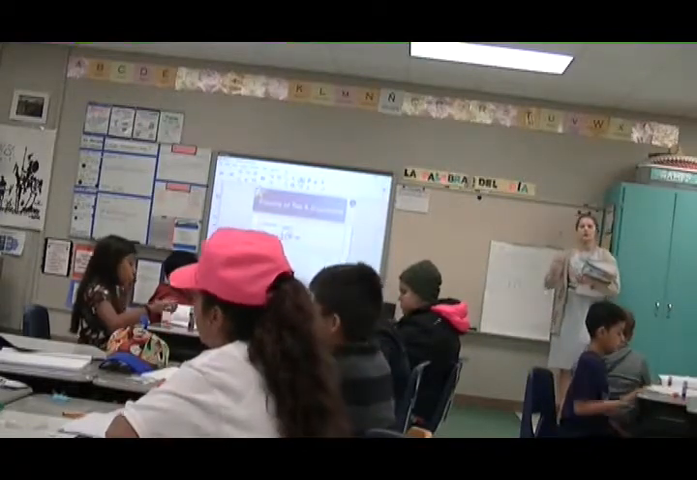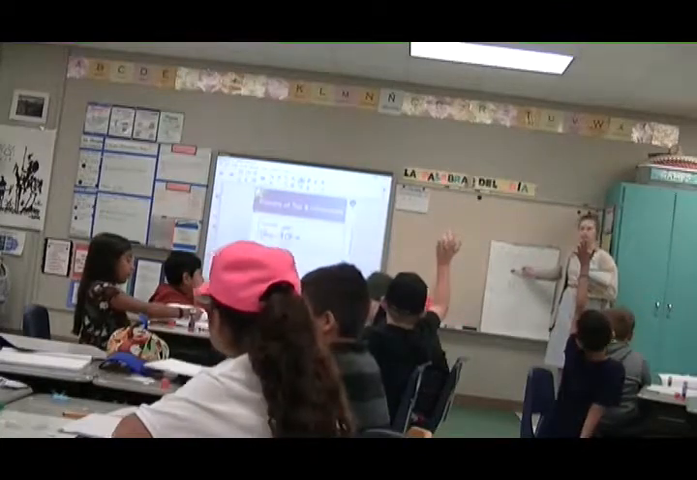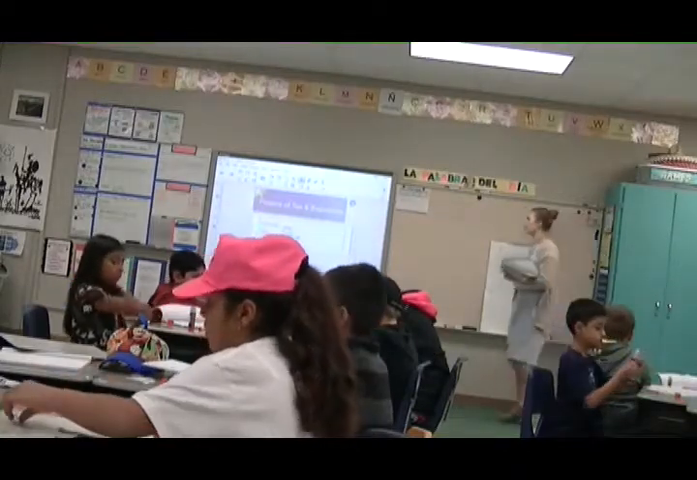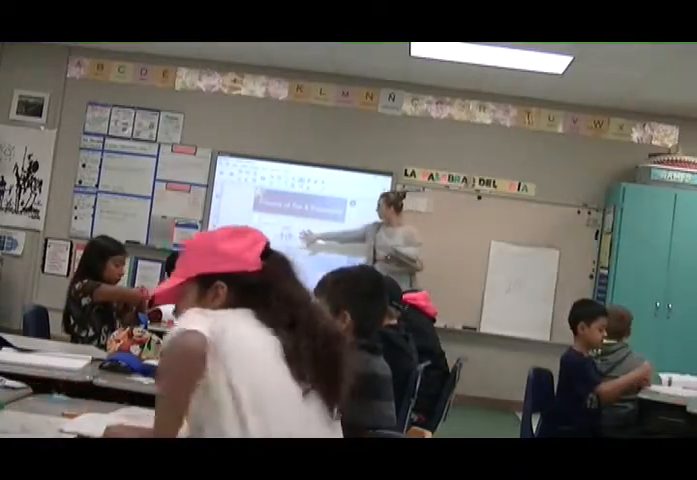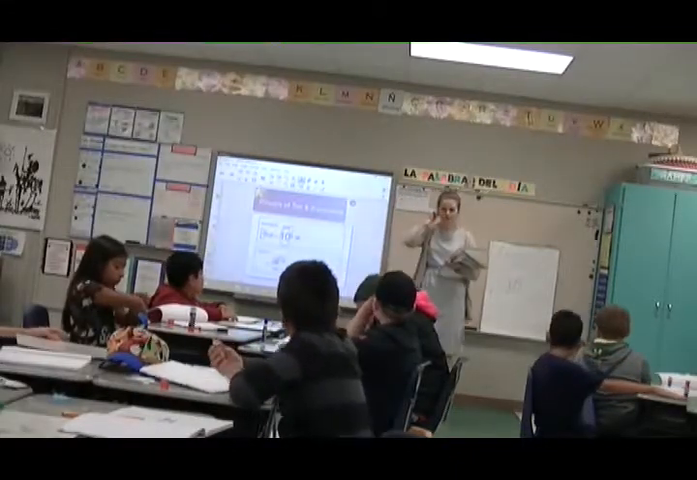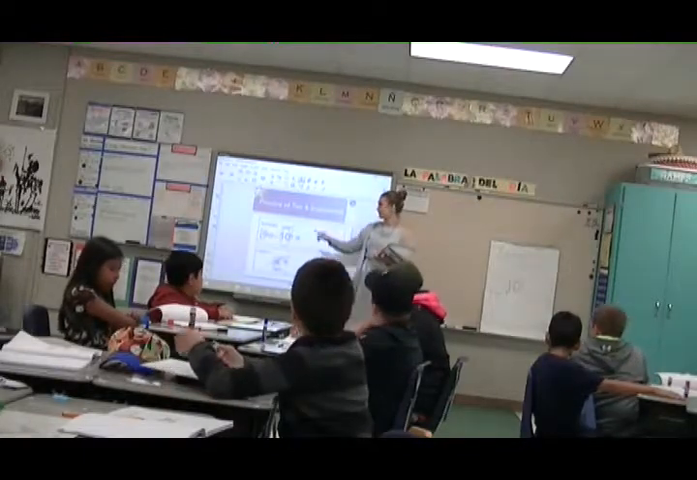So everyone said that. So can somebody tell me what is the base in this exponential notation? 10. Thank you. So that is what the base is. It's the biggest number, the big number in an exponent. Does everyone have that glued down? Okay. Anybody have a guess what the 6 represents?